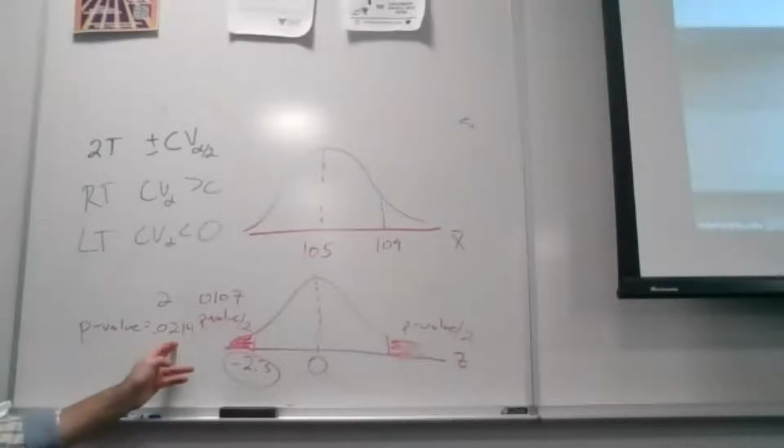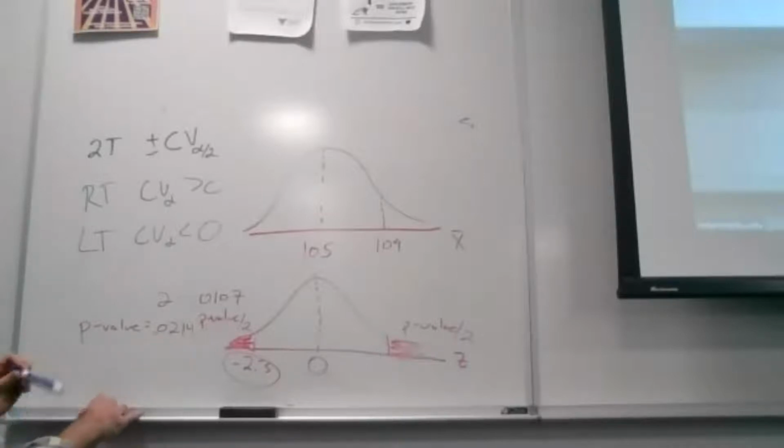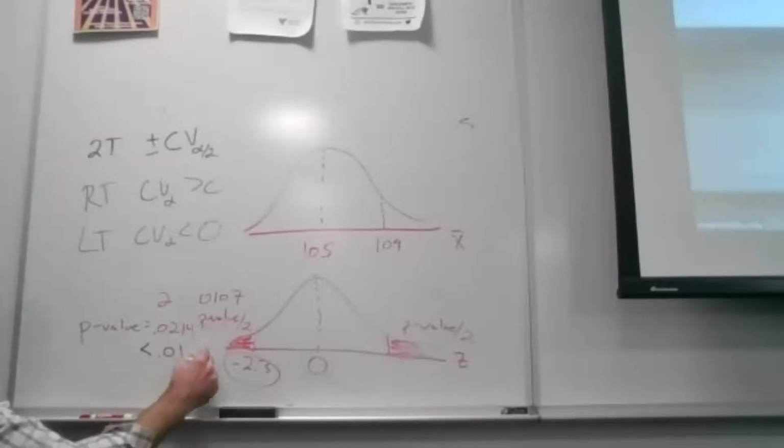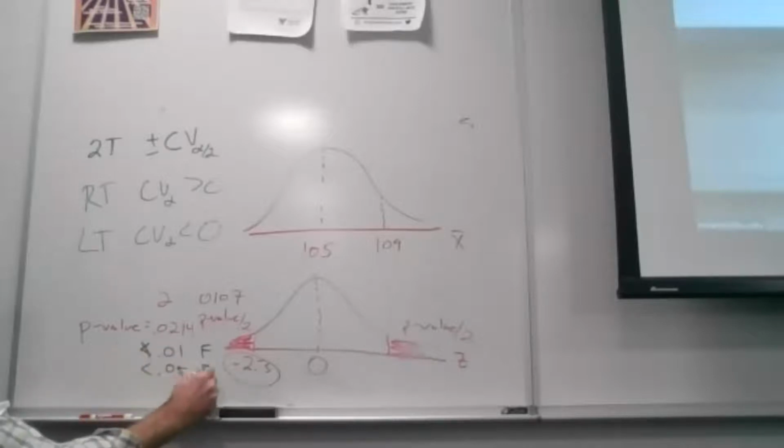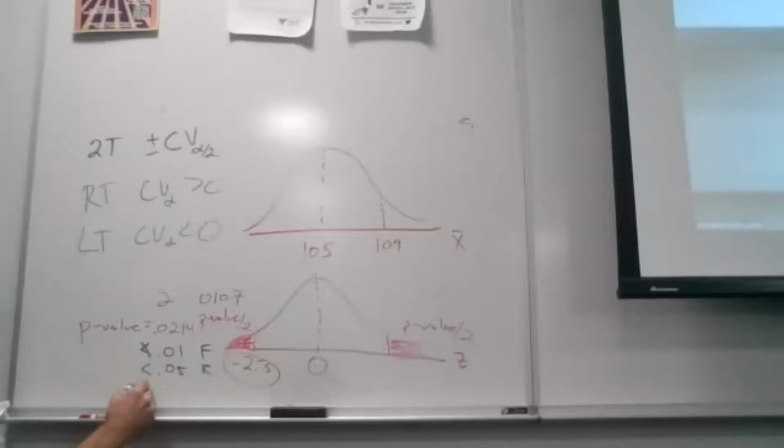So at what levels could I reject here? Well, my p-value, I only reject if it's less than alpha. So is it less than 0.01? No. So I fail to reject. Is it less than 0.05? Yes. So I reject. And if it's less than 0.05, it's definitely going to be less than 0.10. So I would reject at the 5 and 10% levels here. Okay?